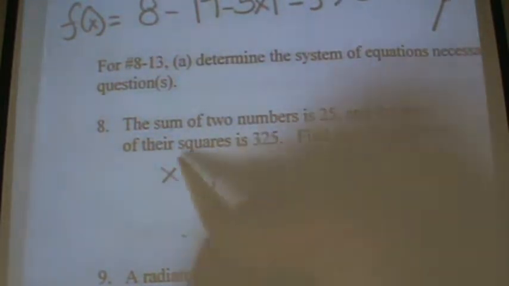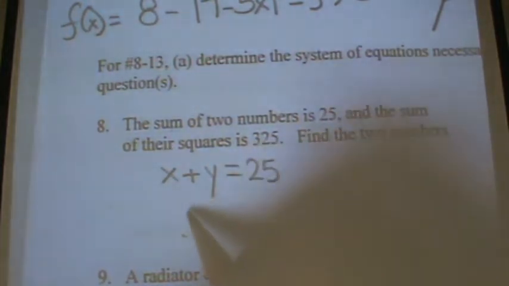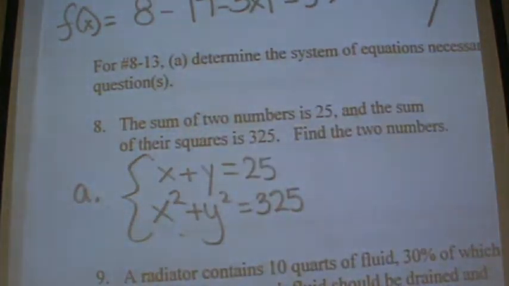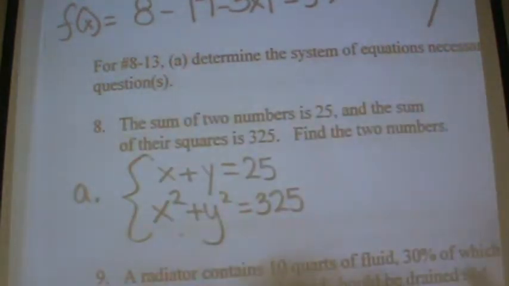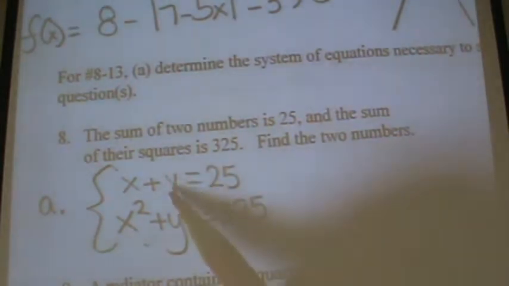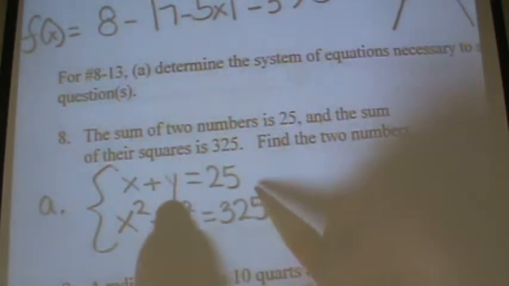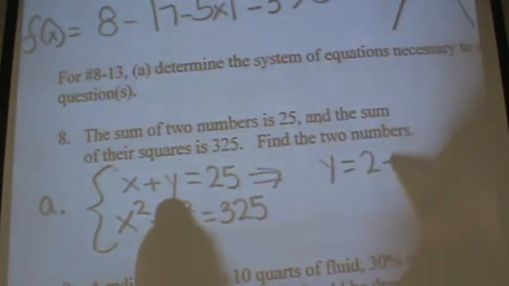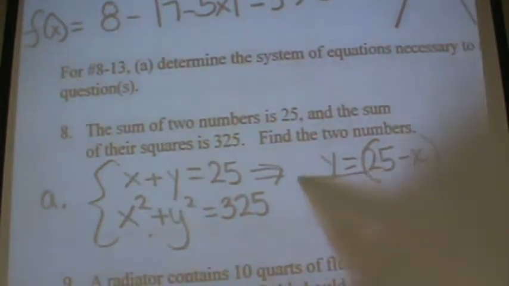And the sum of their squares is 325. What are you going to write? Now, these two can go on line A. Or what you could have done, you can solve this. I would solve this for probably y or x. It doesn't matter. If you solve this equation for y, you're going to get y is equal to 25 minus x. And then you would substitute this right here.